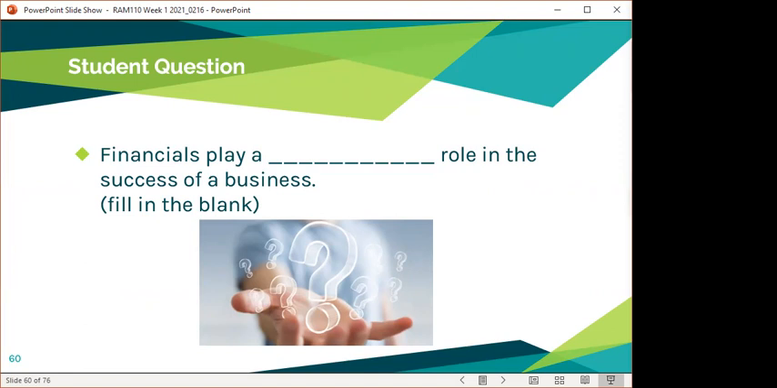Key role. Thank you, Donna. I agree. Definitely a key role. We could use some other words. What other words can we come up with?